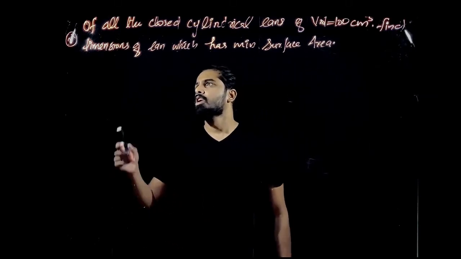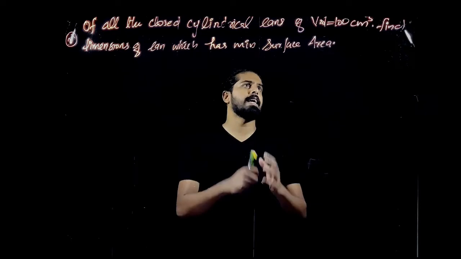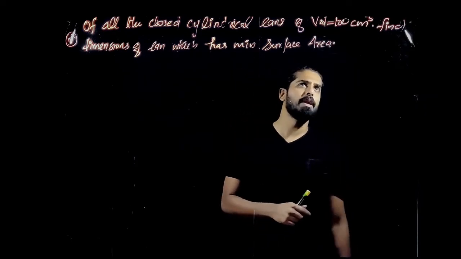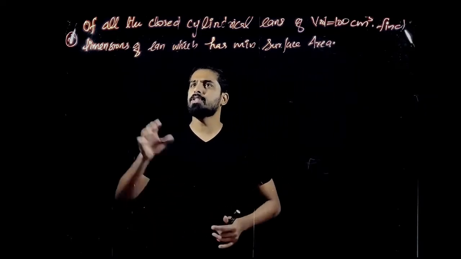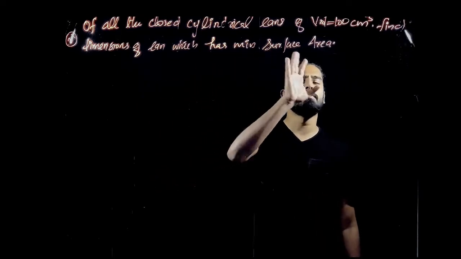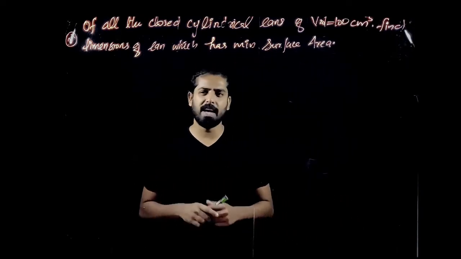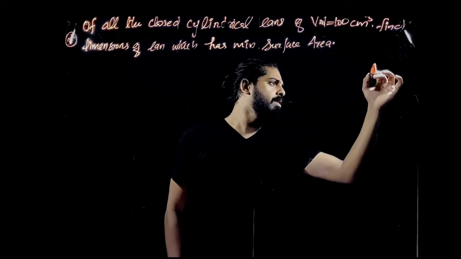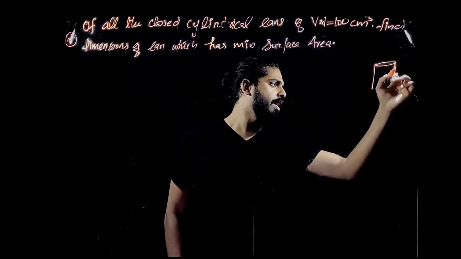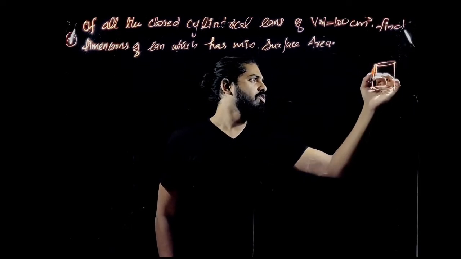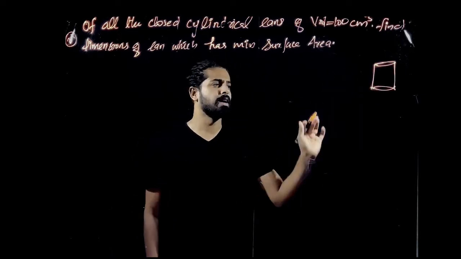The question is, of all the closed cylindrical cans of volume 100 cm cube, find the dimensions of the can which has minimum surface area. So we have a cylinder here whose volume is fixed. Volume is constant, 100 cm cube. So the volume of the cylinder is 100 cm cube.